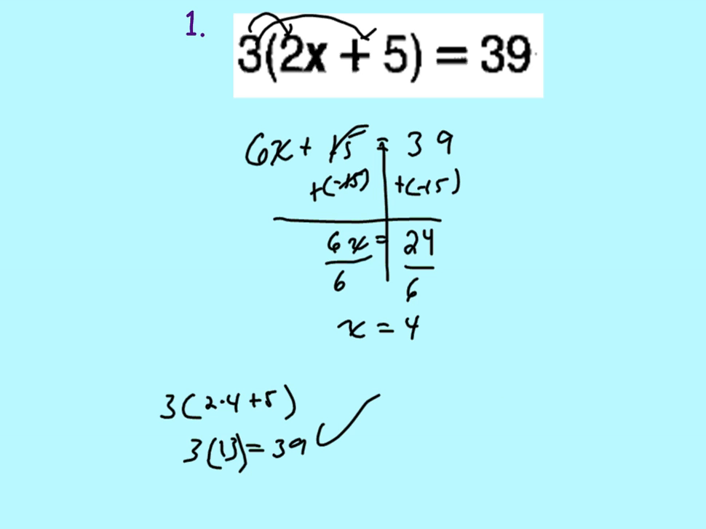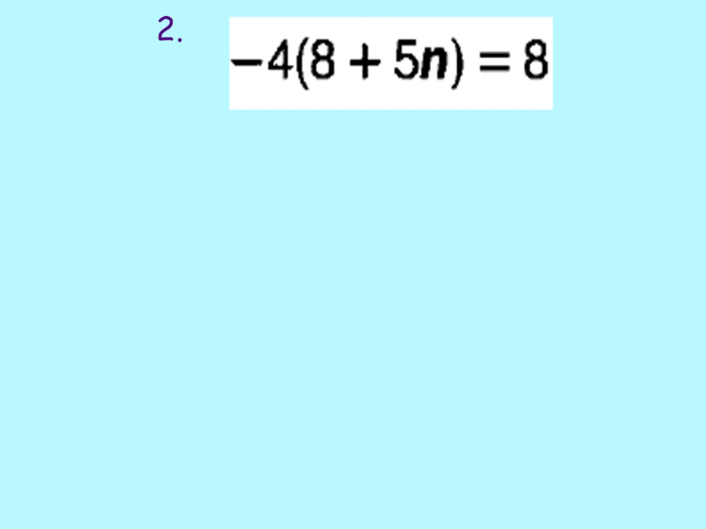Let's take a look here at problem number 2. Okay, again, we have to distribute. Now we're distributing a negative number. Does not change any of the rules. Negative 4 times 8, we get negative 32. And then negative 4 times negative 5, we get plus 20, and that is equal to 8.